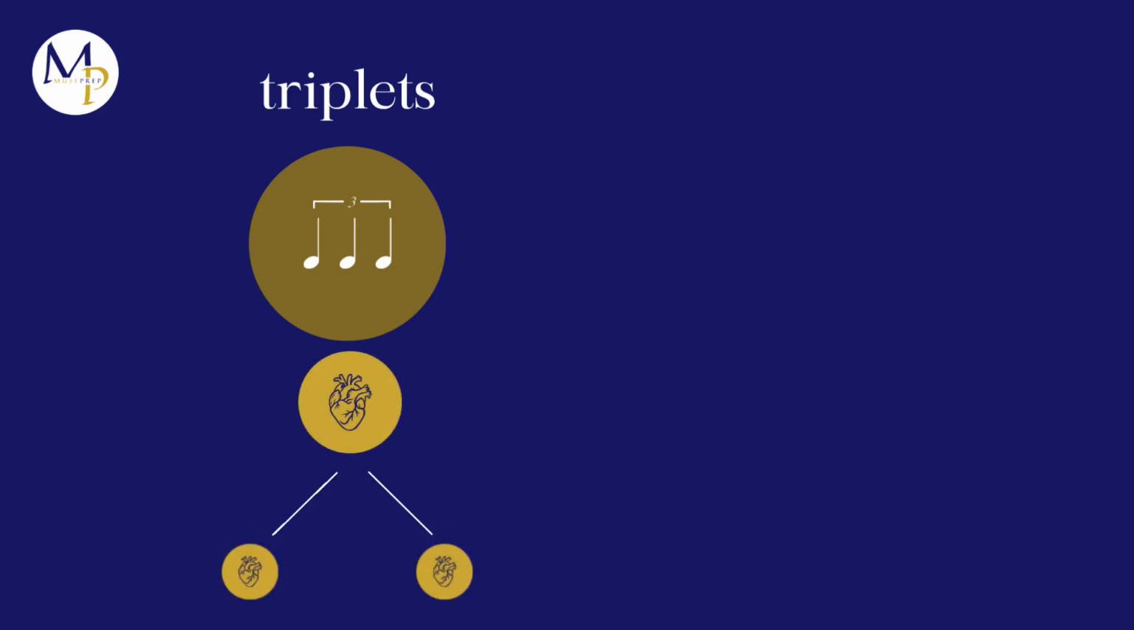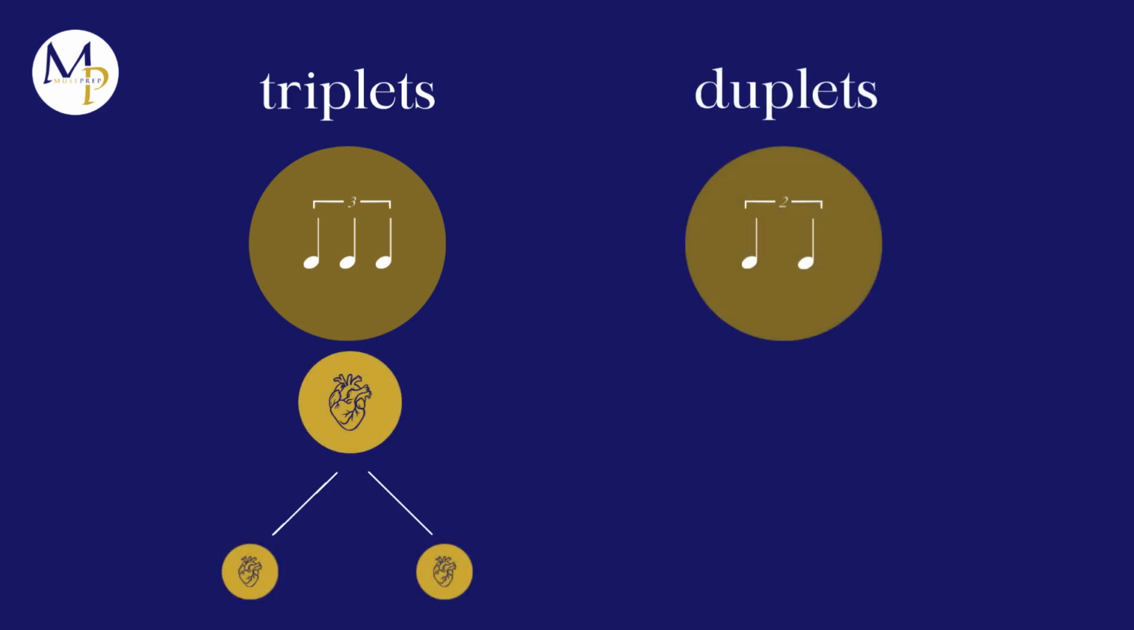So remember, use triplets when a beat is normally divided into 2. Use duplets when a beat is normally divided into 3.